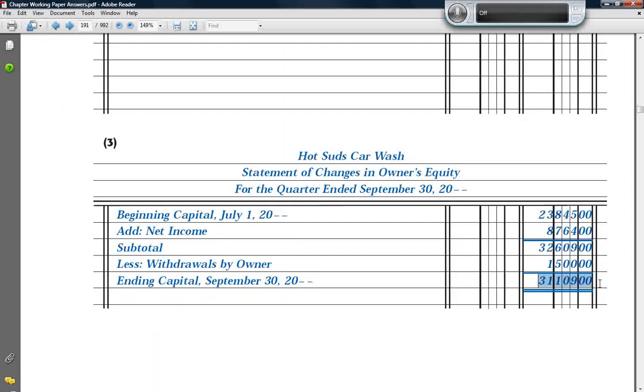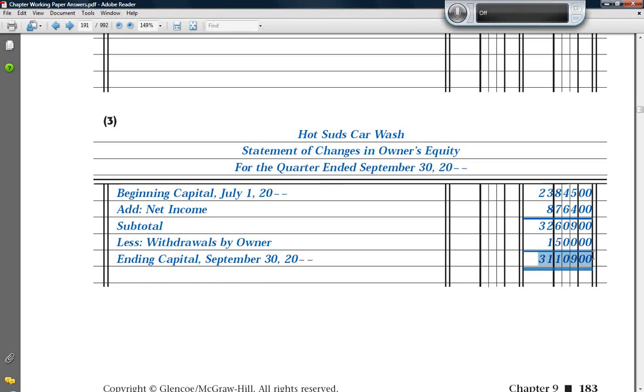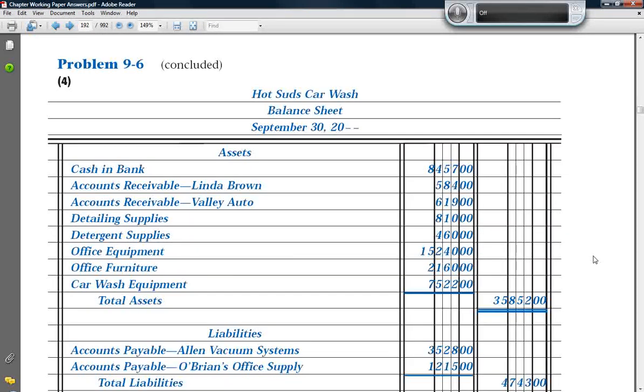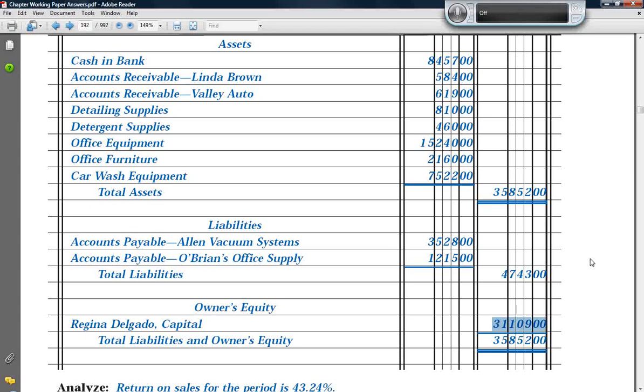I have a new, what I found for the Hot Suds Car Wash owner, Regina Delgado. Okay, the $31,109 makes my assets equal liabilities plus owner's equity. So when those two numbers are in balance, when your math is correct, you know that your problem is right.